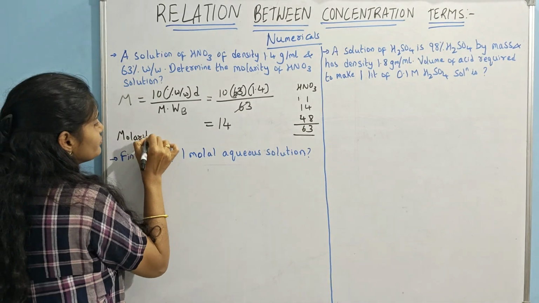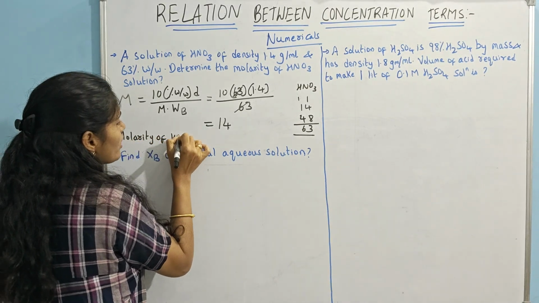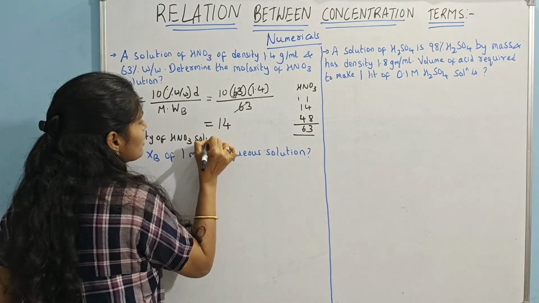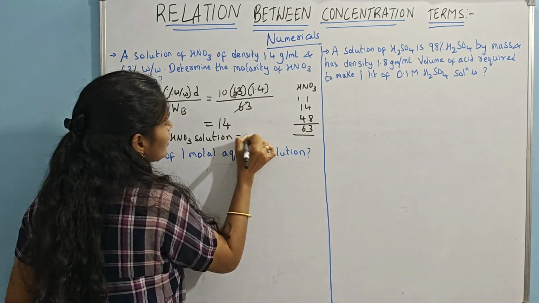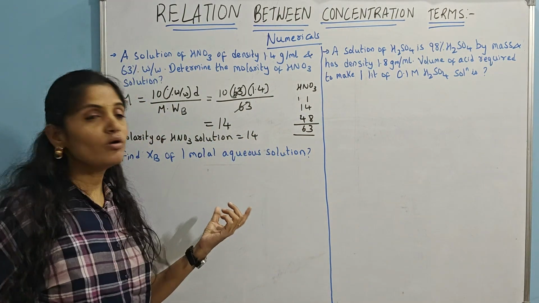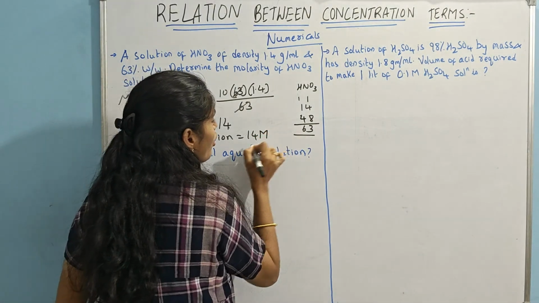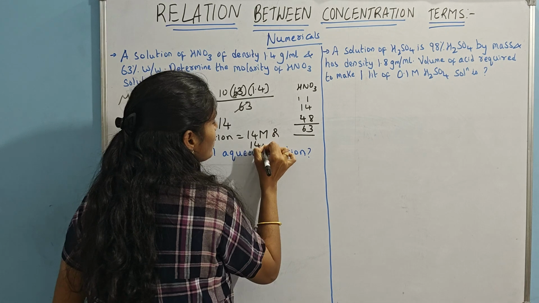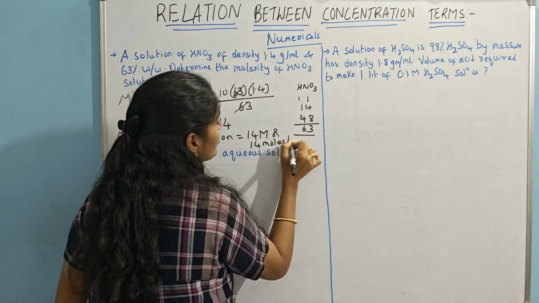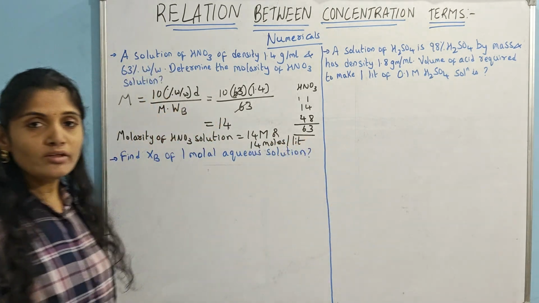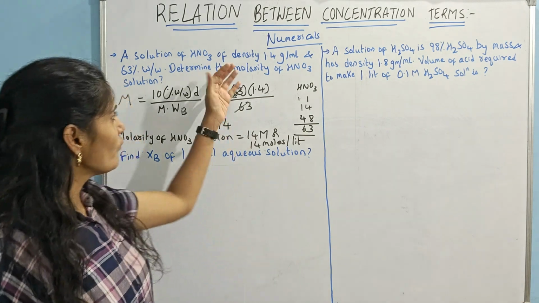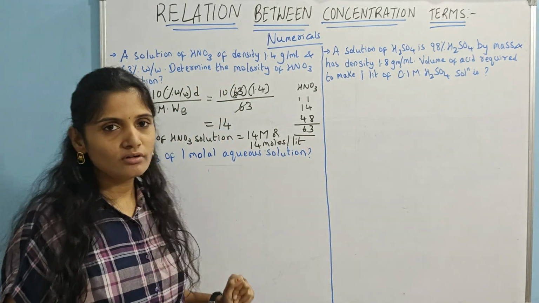So the molarity of HNO3 solution is equal to 14. What is the unit of molarity? Either write it as 14 molar or write it as 14 moles per liter, because the unit of molarity is moles per liter. See how quickly you are able to solve the question.